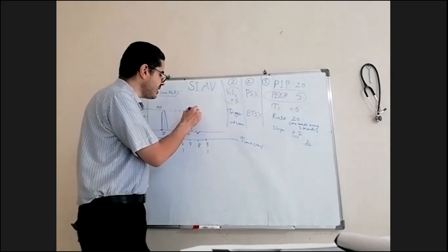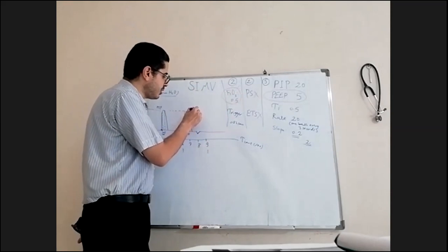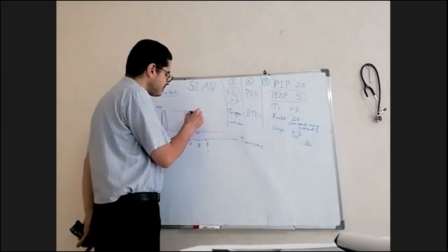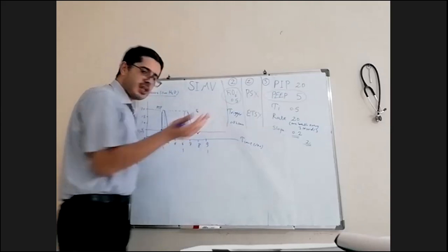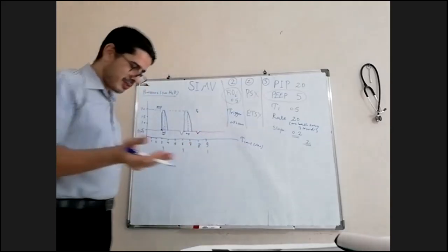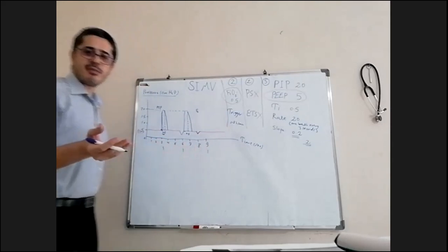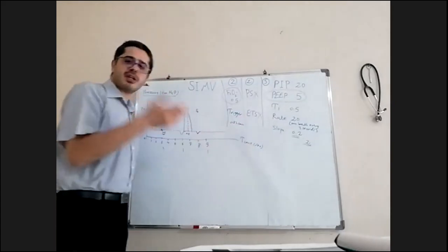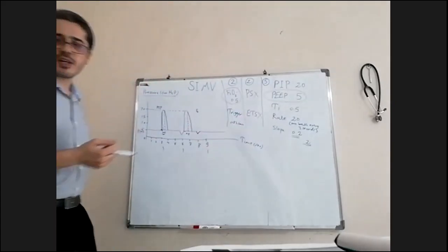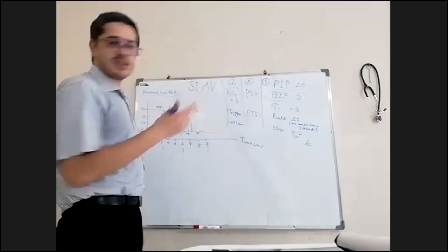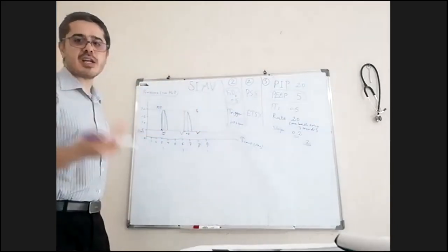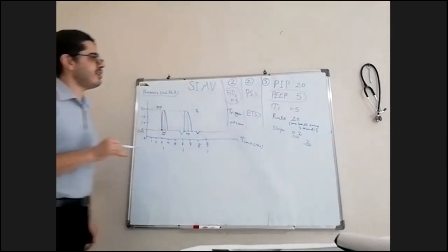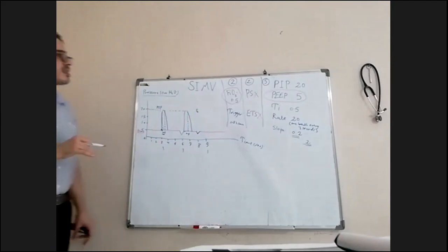So what type of breathing is this? Spontaneous breathing. What was the trigger? Trigger from the patient. In this case, it is a flow trigger. I can make it a pressure trigger or volume trigger. The cycle is also by the patient: flow cycle, volume cycle, or pressure cycle. So this is SIMV alone.